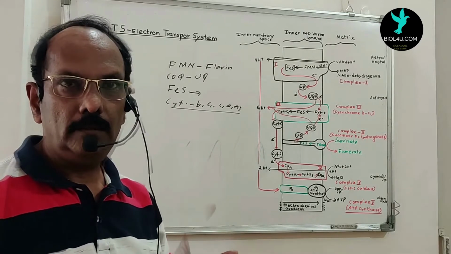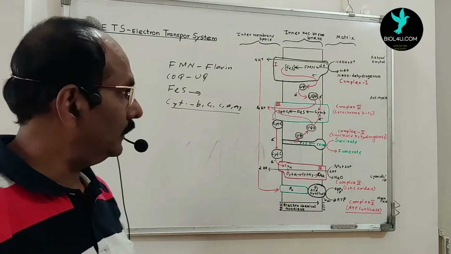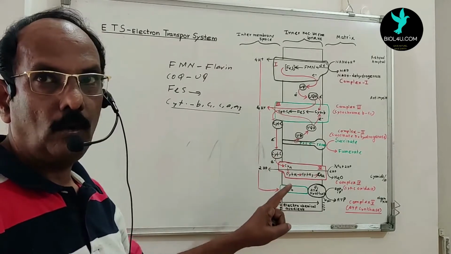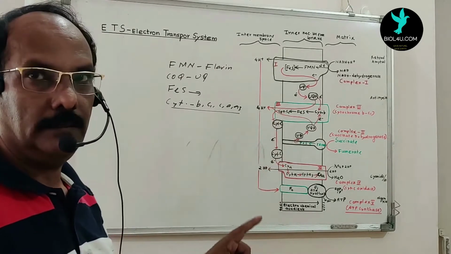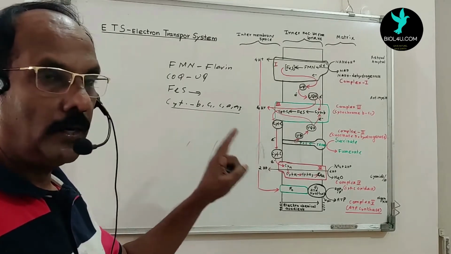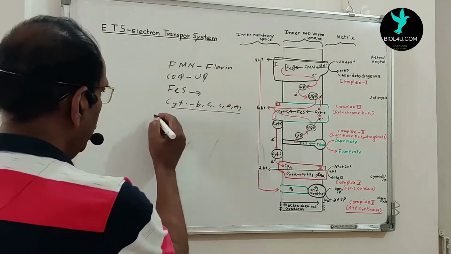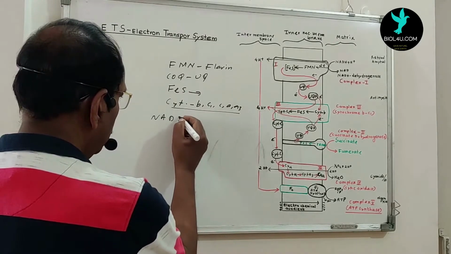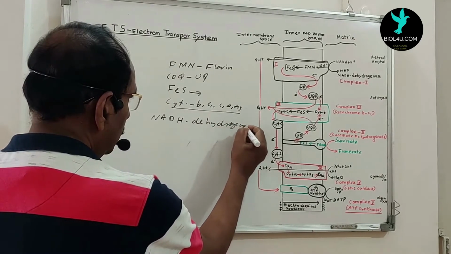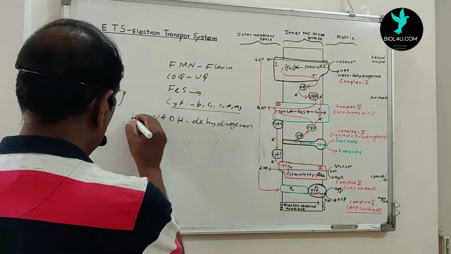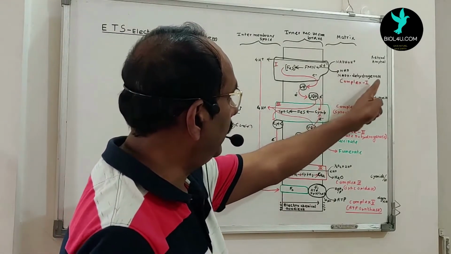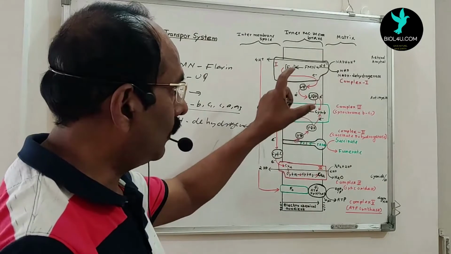Then another important factor you should understand is that this electron transport system has a total of 5 complexes. So what are the different complexes? What is the aim of these different complexes? Complex number 1 is known as NADH dehydrogenase. This is the first complex. It is already shown here. This is the NADH dehydrogenase, that is complex number 1.